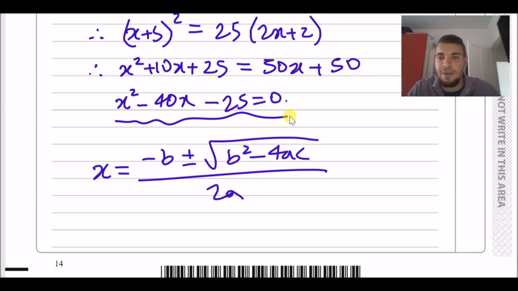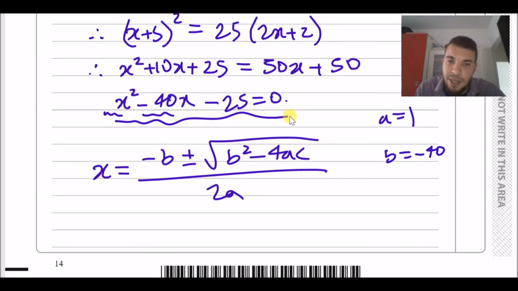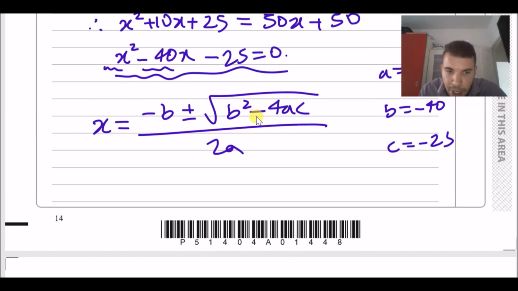Now we're going to replace every term. So what is a, b, and c? Well, a is the first term of the x squared, so if there's no value, it means 1, so a is 1. B is the x terms, the value from the x terms would be minus 40. And c would be the minus 25. So now we're just going to substitute this in, so make sure you substitute in carefully, guys, yeah? Notice one thing, this is a minus b.